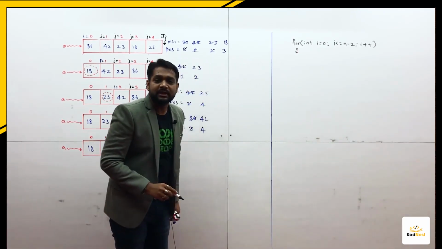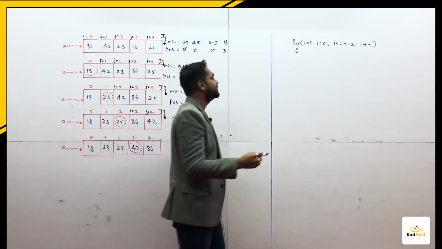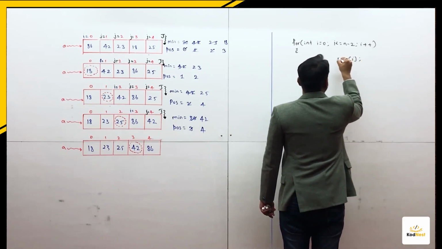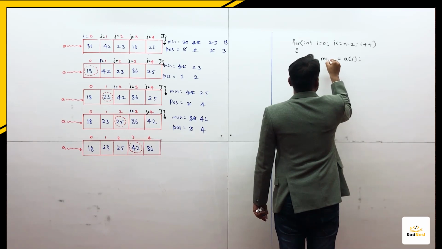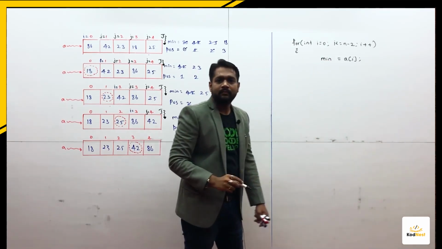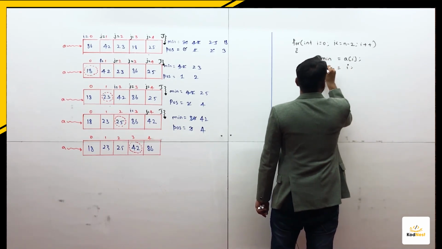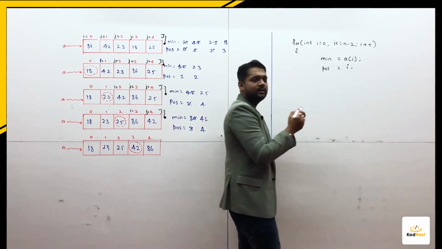What did we do initially? Nothing great we did. Whatever is there in array of I, that only we thought of as minimum, that only we assumed as minimum. Its position, that is present in I, we gave to POS. That is what we did.